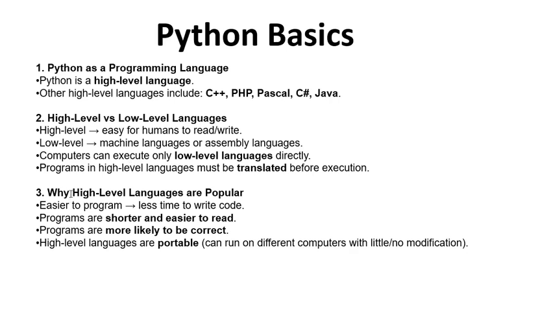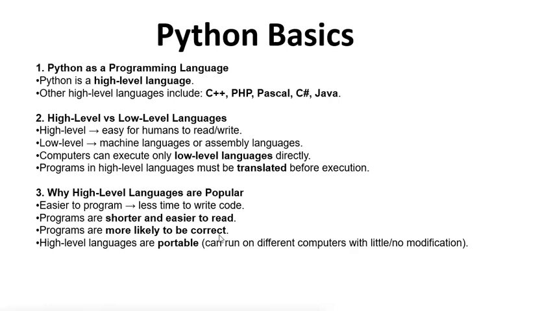Let us understand why high-level languages are popular. Easier to program. I have told you that it is very easy to write the code and read the code. Less time to write the code. It will take very little time to write the code compared to the low-level language. That's why it is very popular. And programs are shorter and easier to read. Compared to low-level language, the programs are much shorter and easier to read. We can read and understand the program very easily in high-level language.